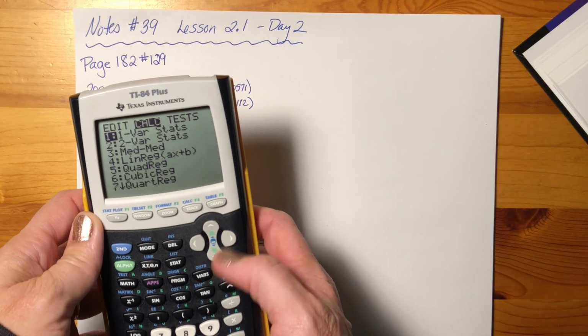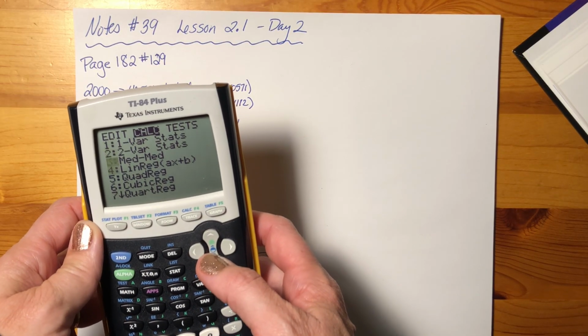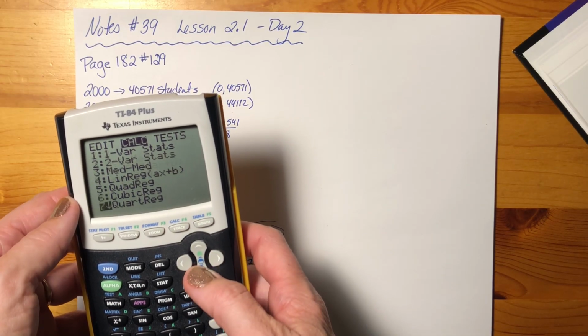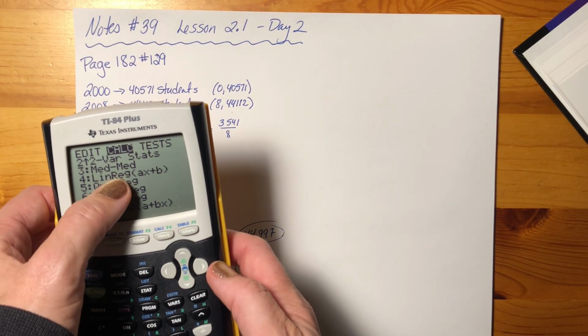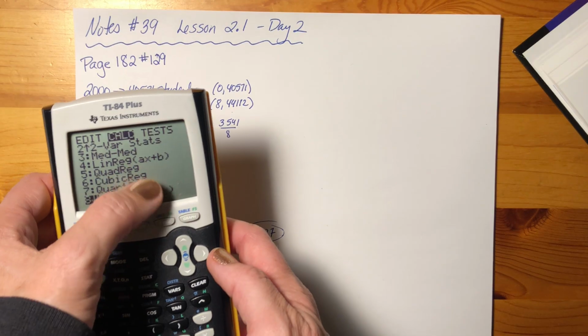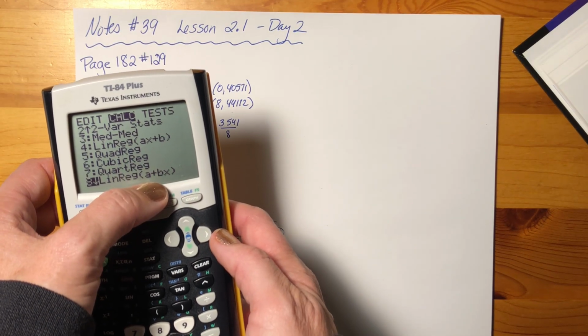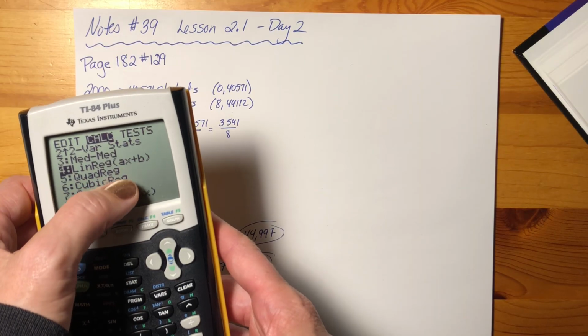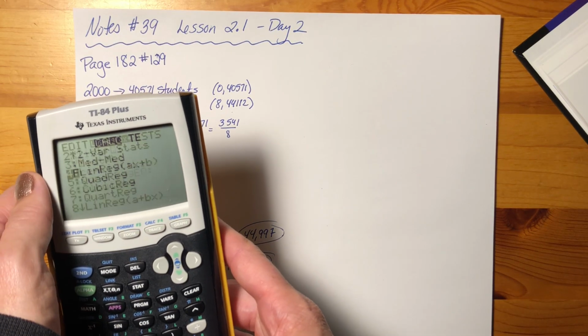Now I want to do something with that data. I'm going to calculate the data. So I go down here to linear regression. Now notice in your graphing calculators, there are two linear regressions. There's one that's AX plus B, and there's one that's A plus BX. I don't care which one you use. It doesn't matter. It's just going to switch which one is the slope and which one is the y-intercept.